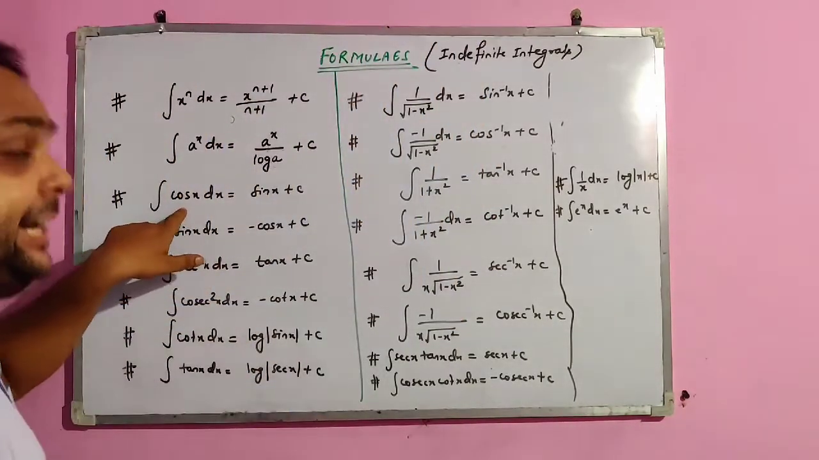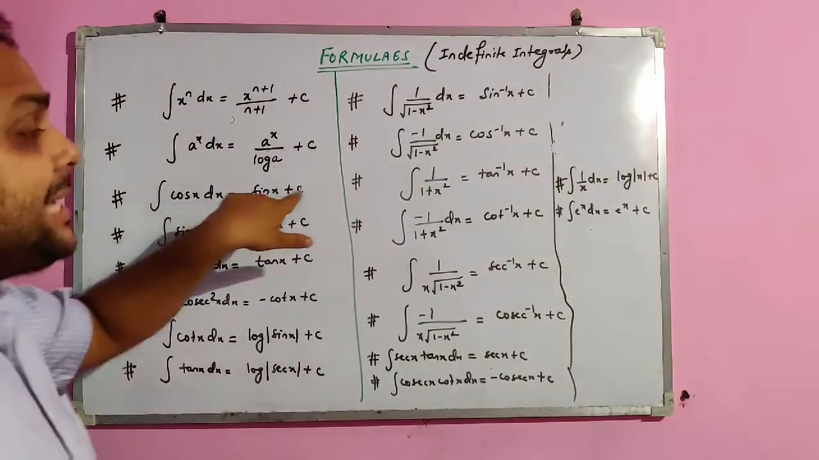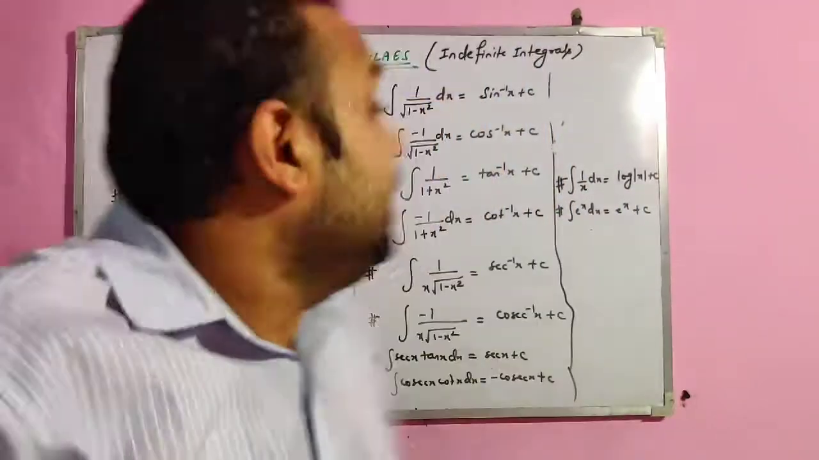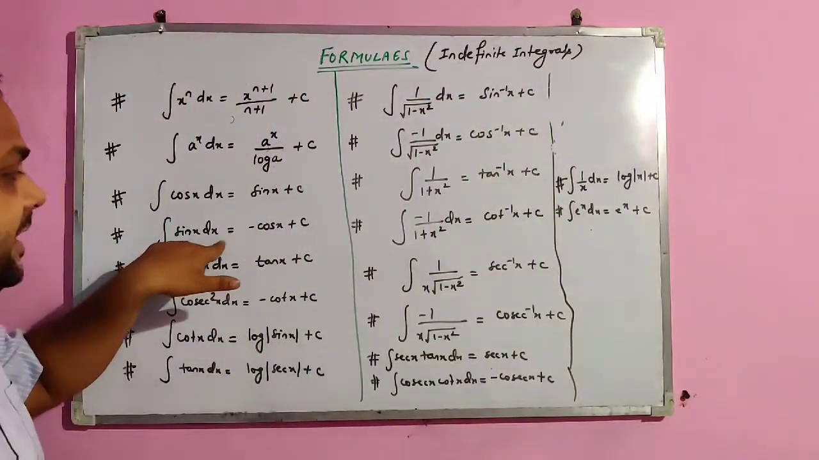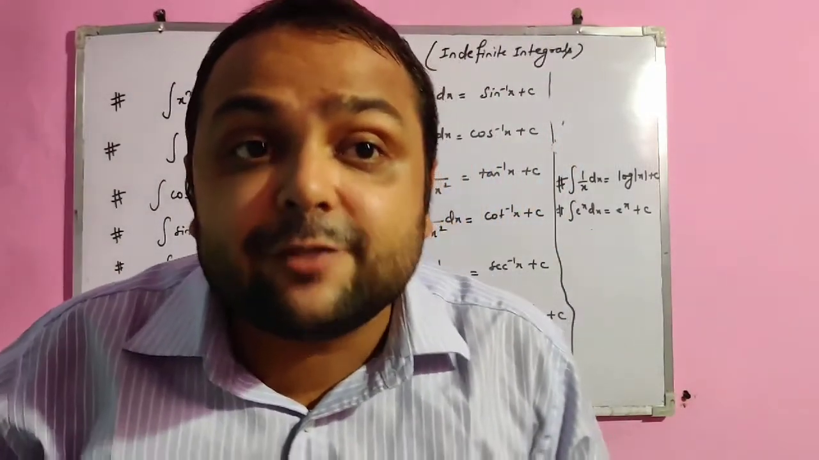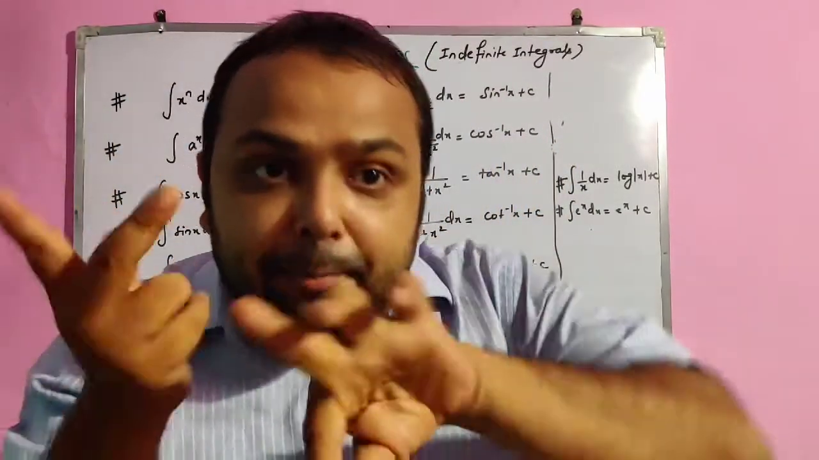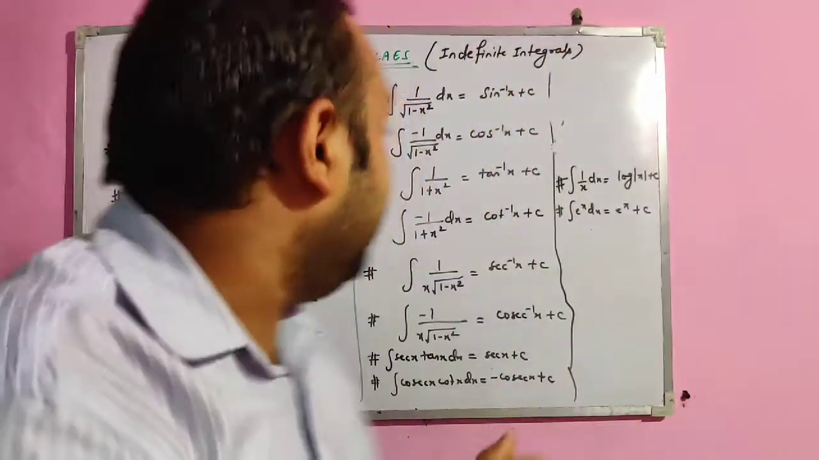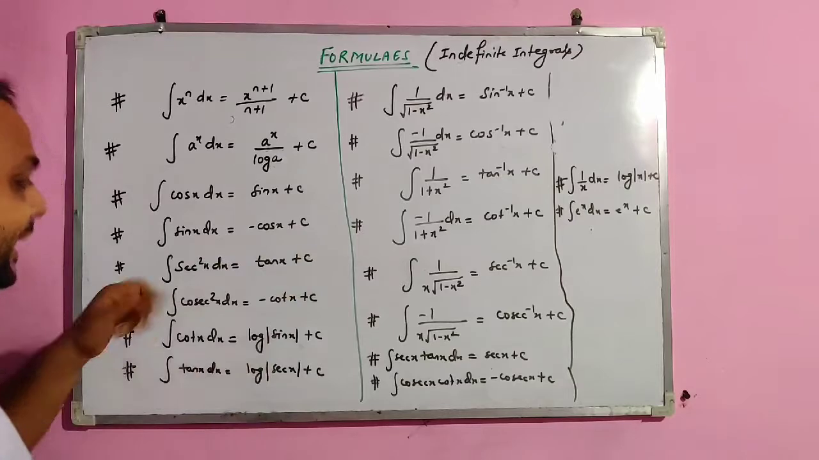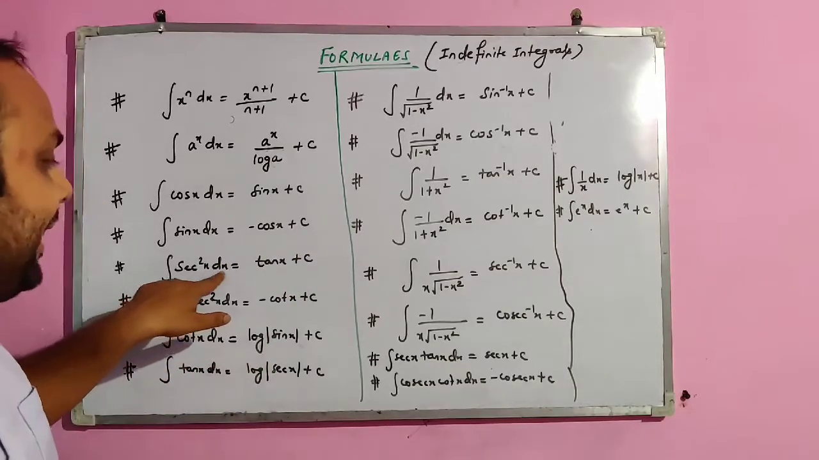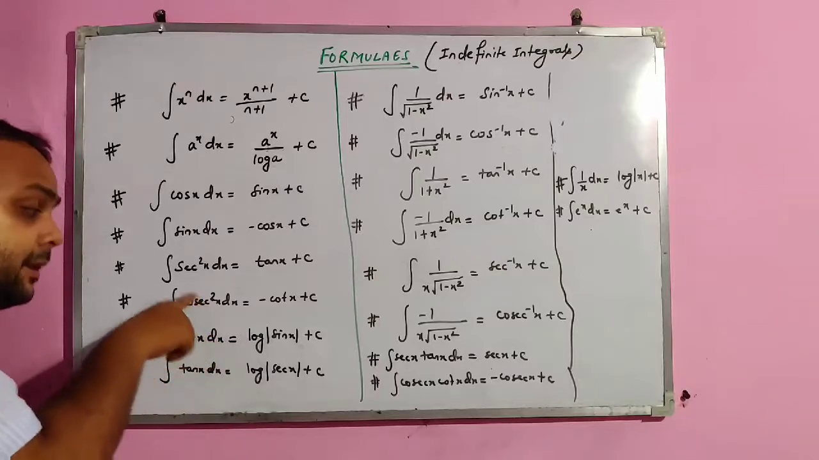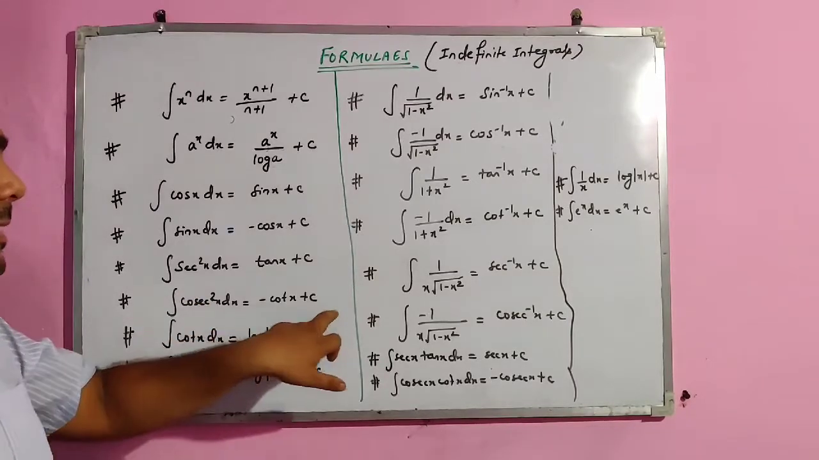Next is the integration of cos x dx is equal to sin x, because the differentiation of sin x was cos x. Similarly, integration of sin x dx is equal to minus cos x, because the differentiation of cos x was minus sin x. So that minus is shifted to the right hand side. So integration of sin x dx is equal to minus cos x plus c. Next is integration of sec square x dx is equal to tan x plus c. Integration of cosec square x dx is equal to minus cot x plus c.